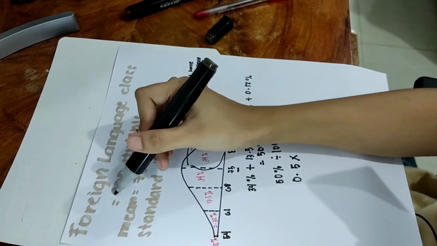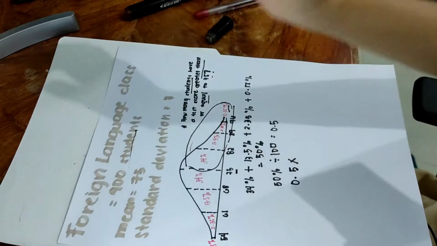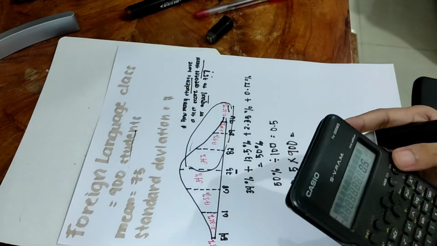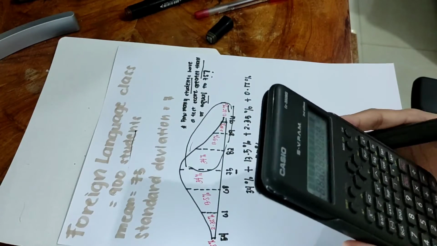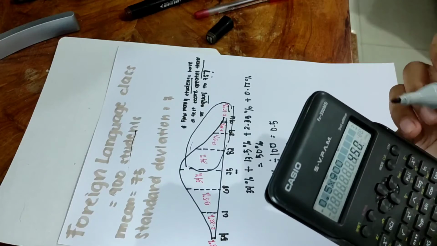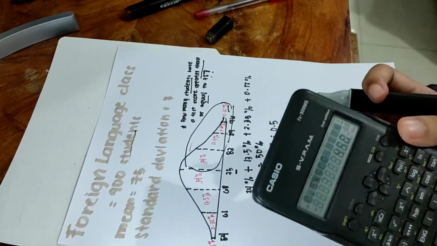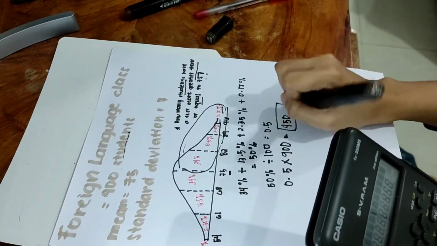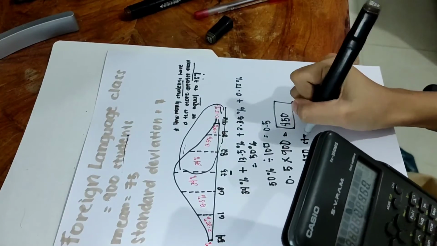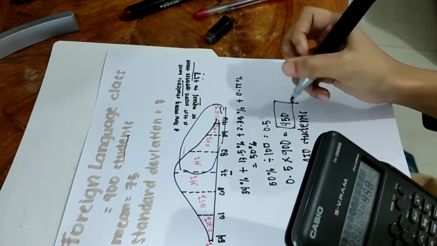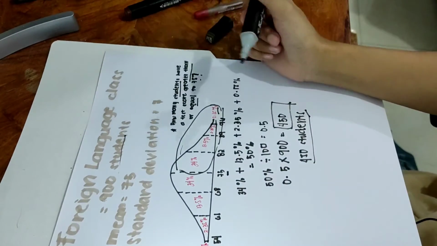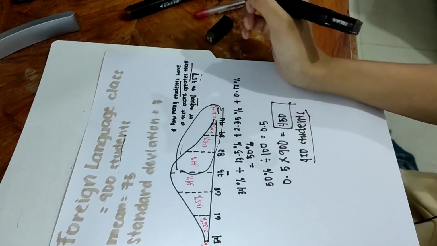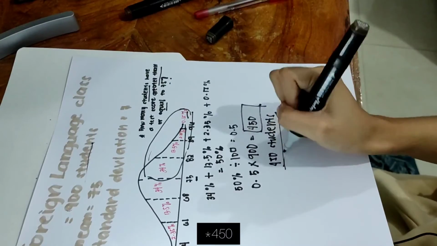Ito, ayun. Merong 900 na students sa foreign language class. So, you need to multiply that. 0.5 times 900, you'll get 450. And that is your final answer for students, since students ang hinahanap. Merong 450 na students na nakukuha ng score na greater than or equal sa 75.